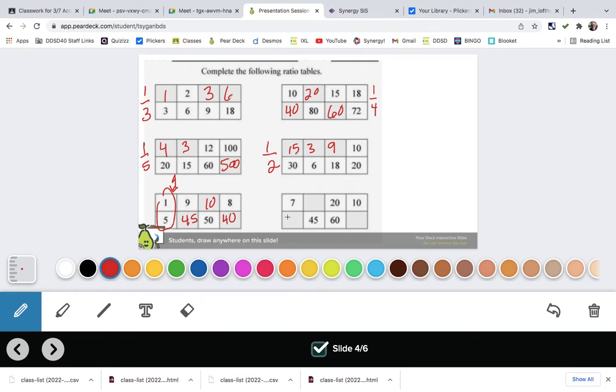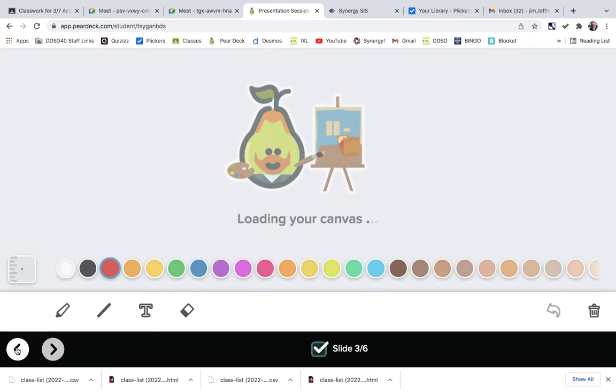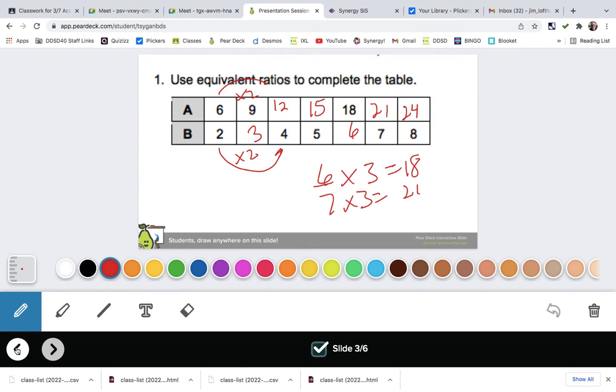And this one is the same as this one. I know that because 20/30 simplifies to 1/3, and if it's 1/3, then everything is 1/3. So 15 is 1/3 of 45, 20 is 1/3 of 60, 10 is 1/3 of 30. And that's as far as we got on the Pear Deck today.